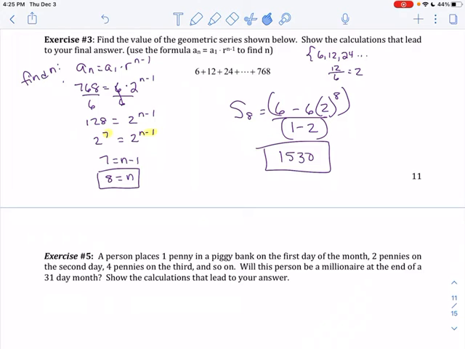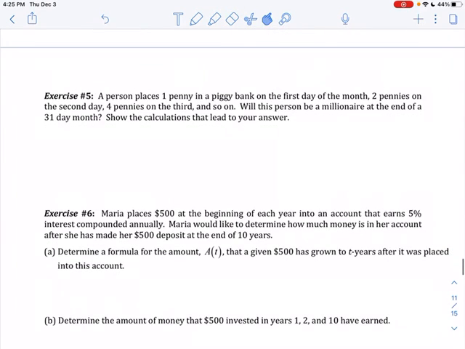All right, so here's an interesting problem. A person places 1 penny in a piggy bank on the first day of the month, 2 pennies on the second day, 4 pennies on the third day, and so on. Will this person be a millionaire at the end of a 31-day month? Just thinking about it, you're probably like, no, how could they be a millionaire? They're just putting pennies in. They are increasing it by 1 penny each day.